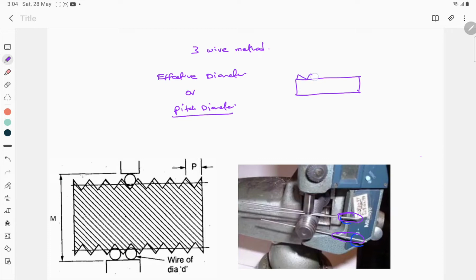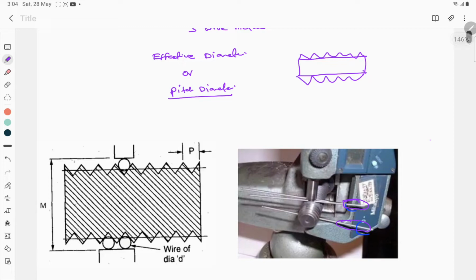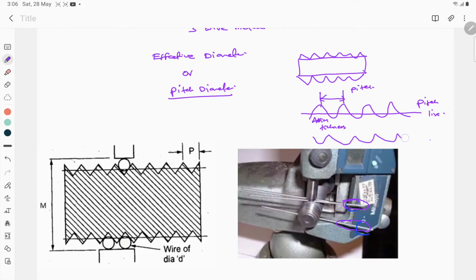Let's say that the threads are present over this cylindrical rod. I am zooming in on these threads and drawing them separately. The distance between two consecutive crests is called the pitch. This line is called the pitch line. The pitch line bisects this axial thickness equally. Likewise, for the bottom portion of the thread I am zooming it like this.